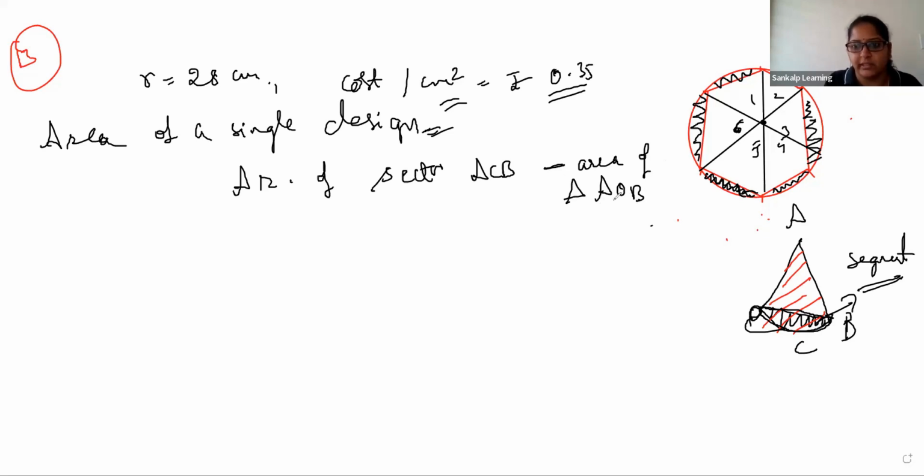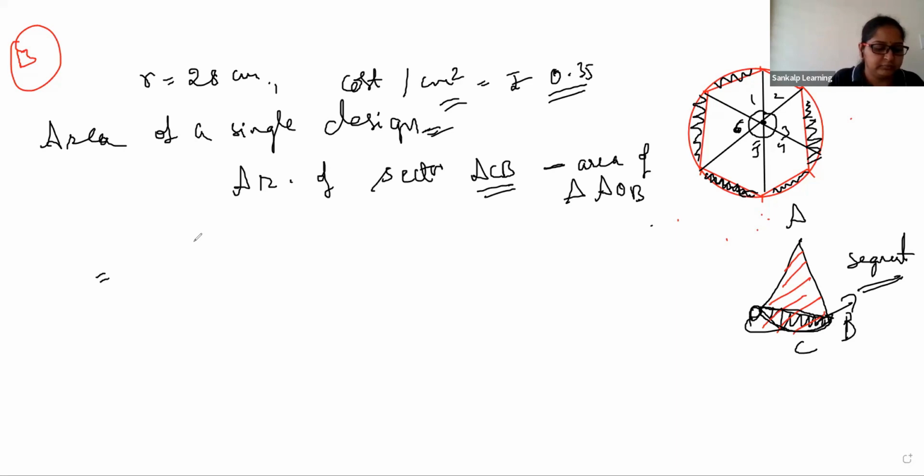Okay children, so AOB we have to find out. One second. So that is equal to, you know, the area of sector formula, and we don't know the value of theta. How do we find theta? See how many designs? It looks like 6 tiles. So 6 tiles, total angle is 360. 360 by 6, we get the angle theta.